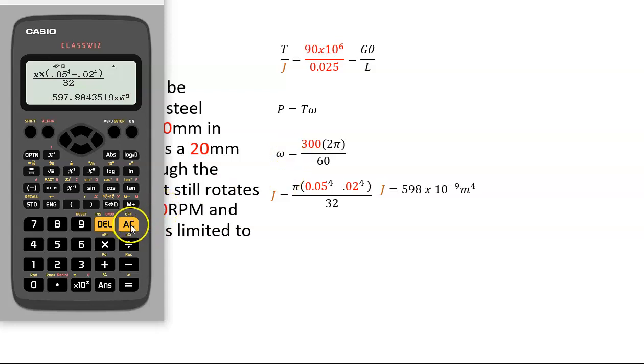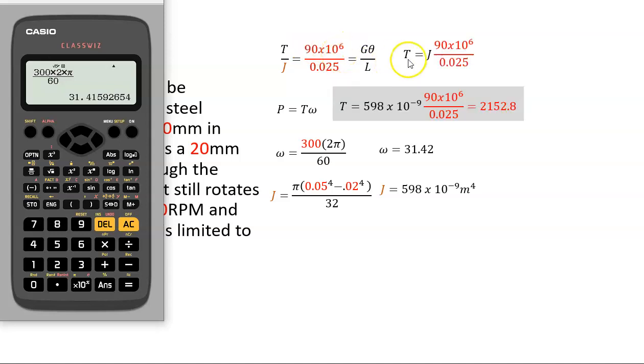Okay, we want to get omega then. So omega is 300 multiplied by 2 multiplied by pi and divide that by 60. And that is 31.42 if you round that up. I can then take this J value and substitute it back in here. So the torque then just becomes J times this value. So torque is J times 90 meganewtons per meter squared divided by 0.025 meters.